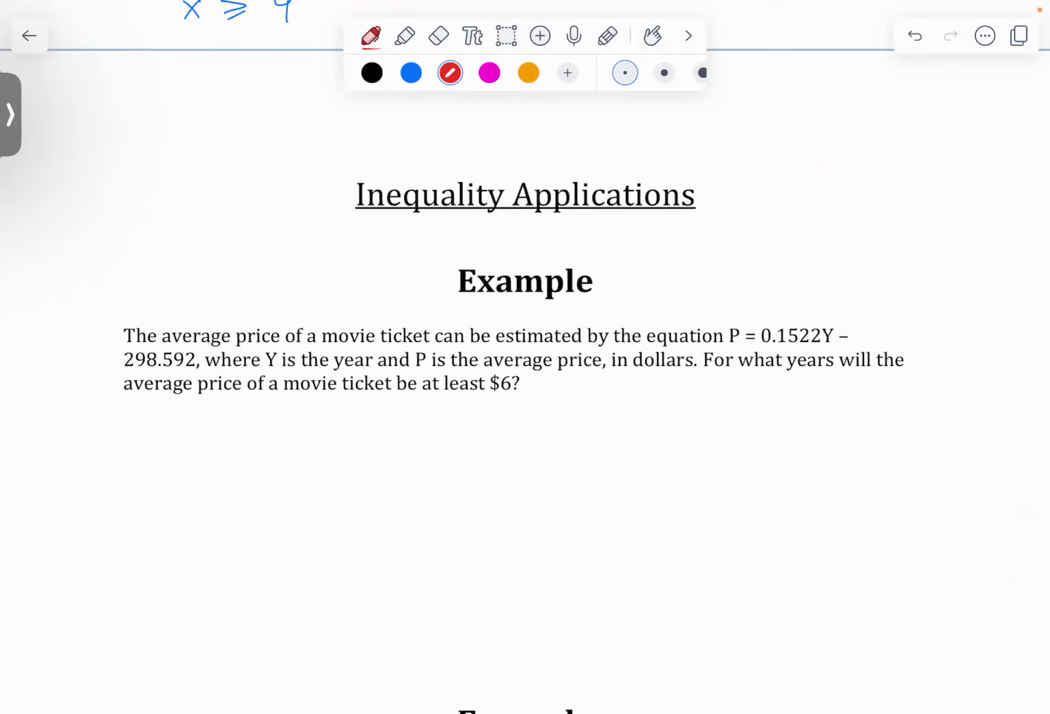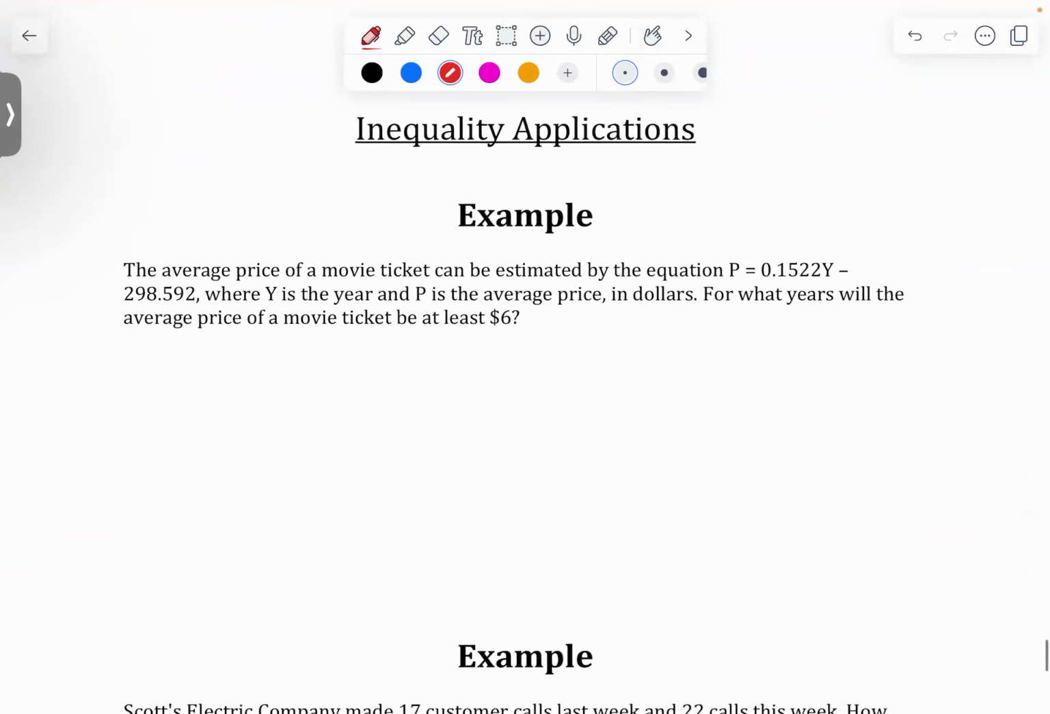As with everything, the best part is applications. So let's look at a couple of application problems. The average price of a movie ticket can be estimated by the equation P equals 0.1522y minus 298.592, where y is the year and P is average price in dollars. For what years will the average price of a movie ticket be at least $6? So notice the wording there, at least.